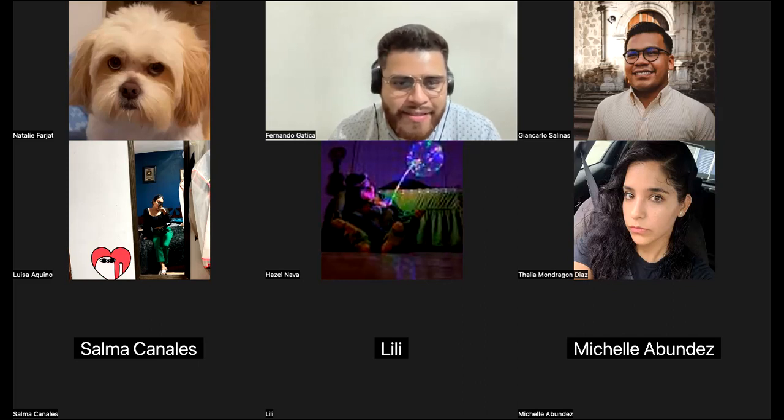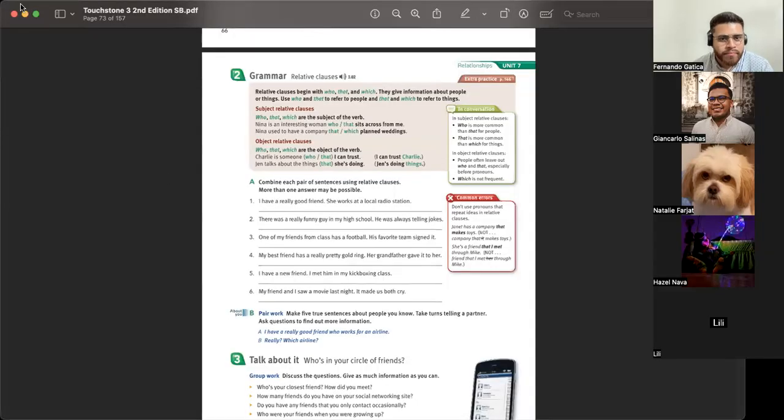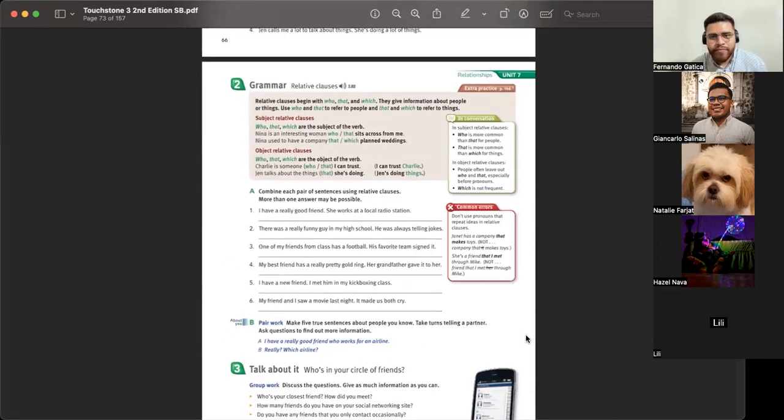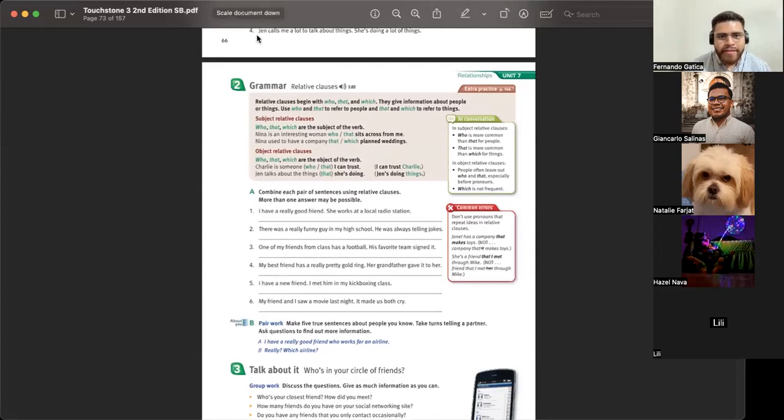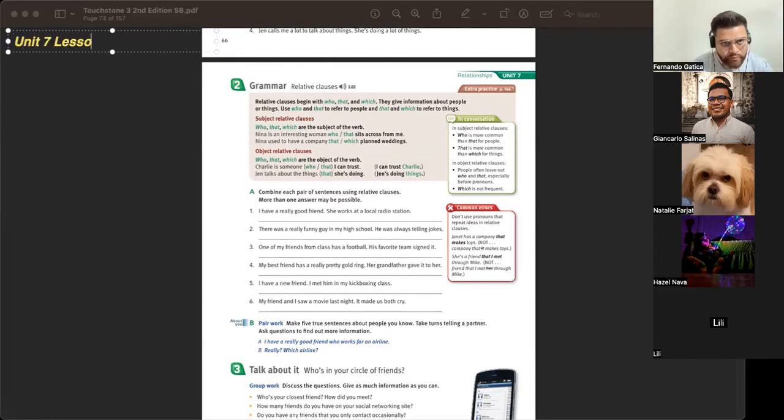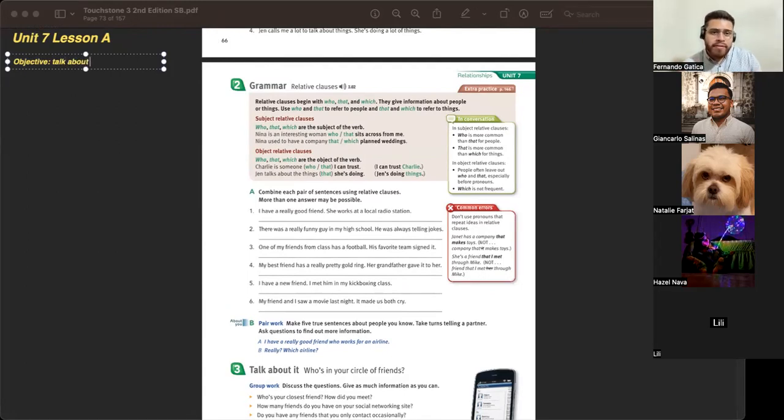67. Page 67. This is the first lesson that's going to be on the test. It's Unit 7, Lesson A. In this lesson, we talked about our circle of friends using relative clauses.